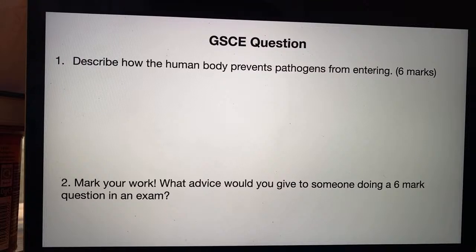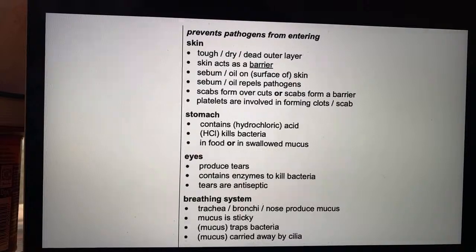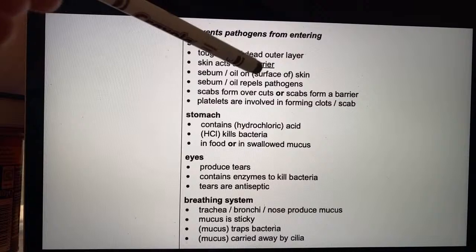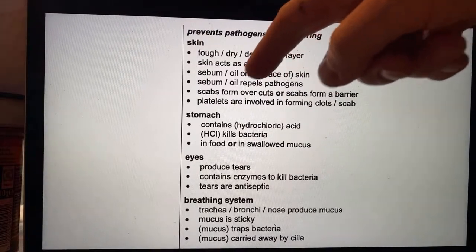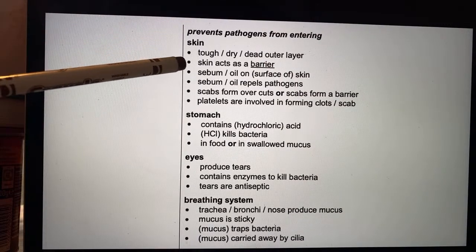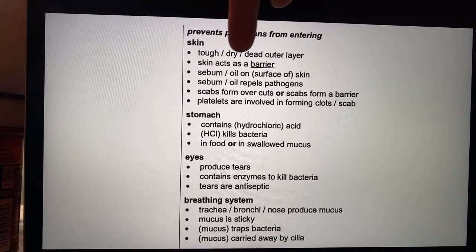Okay, you ready for the mark scheme? Because I think this was tricky. Here we go. So obviously this is GCSE, so some of the stuff we haven't been through, but if it's underlined on a GCSE mark scheme, that means you have to have said it to get a mark. So you might have written about your skin. If you wrote just skin, you don't get a mark. You have to have written skin acts as a barrier, and that would be 1 mark.